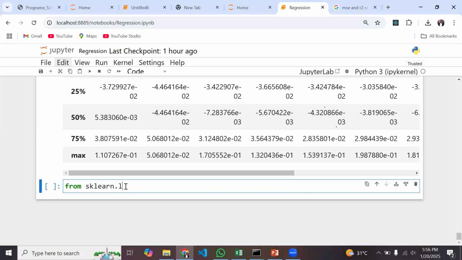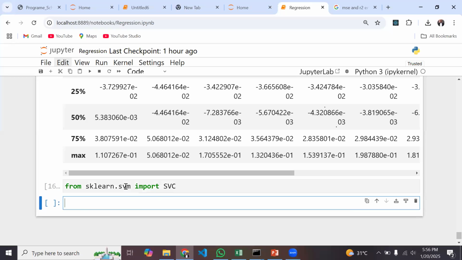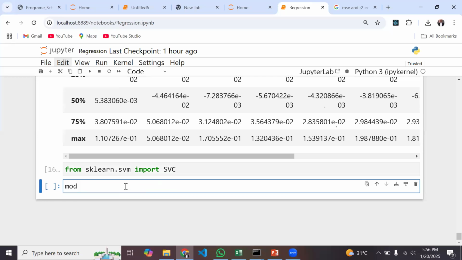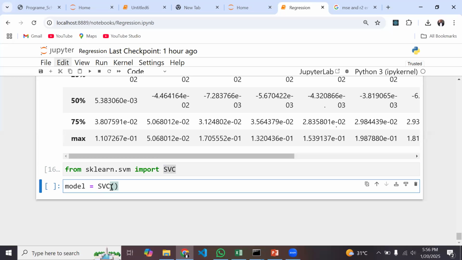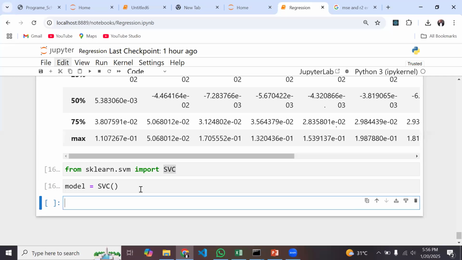Let's say from sklearn.svm, I want to import the support vector classifier. This we've seen before. Now let's create a new model. The model is called the support vector classifier, and what do we pass? We leave it this way.